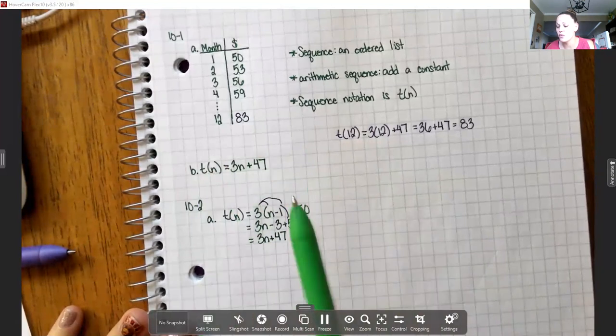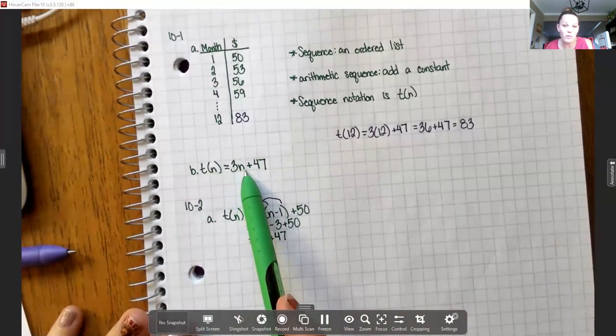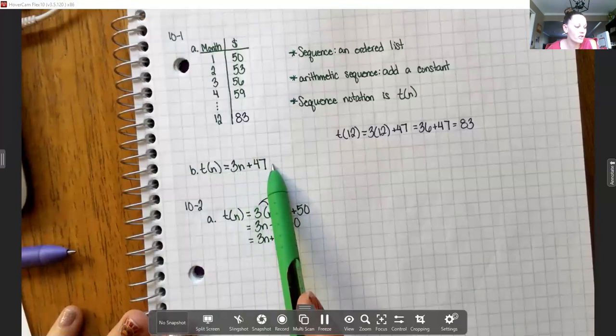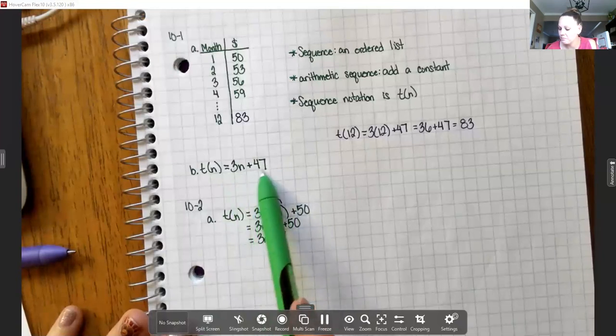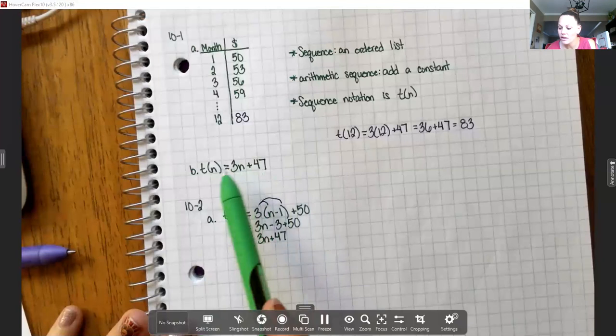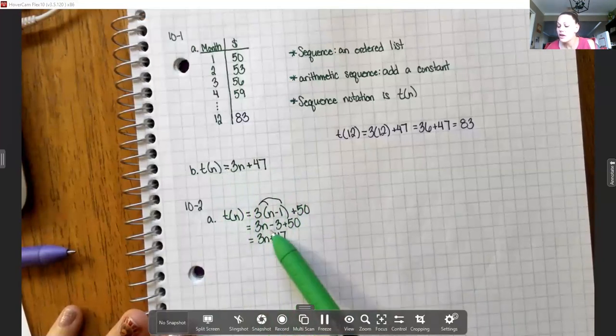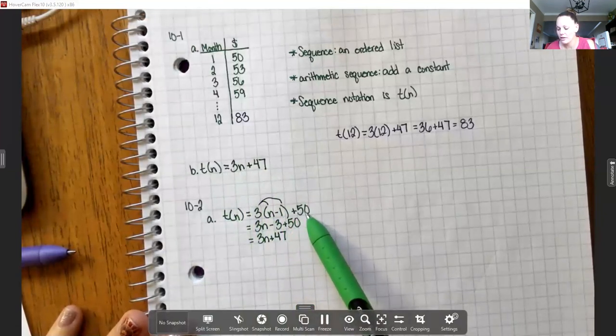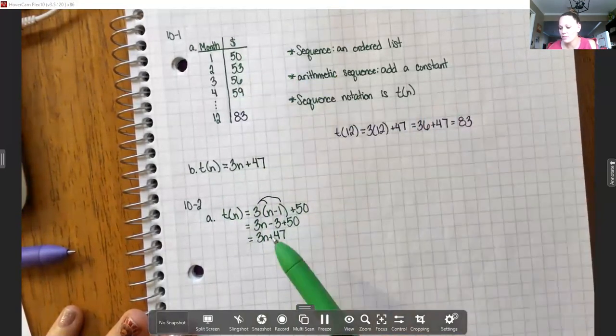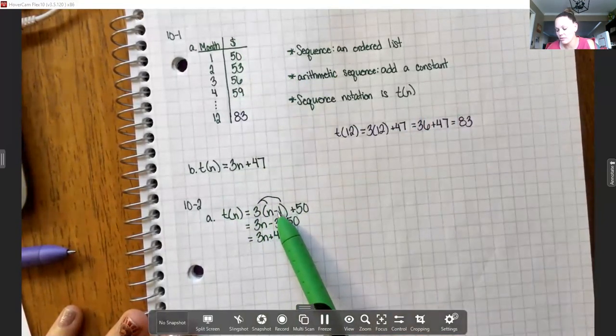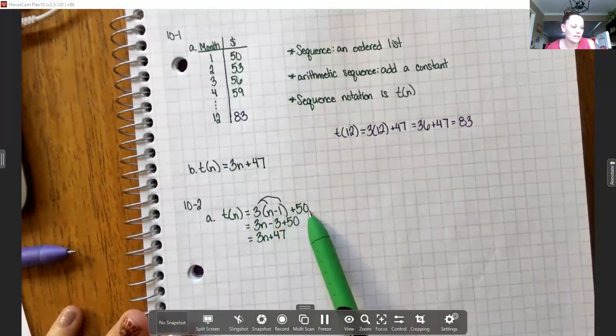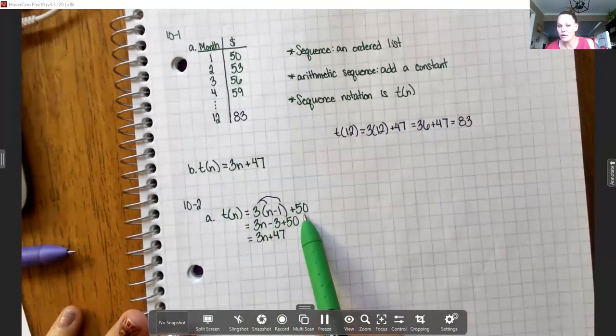The advantage of writing it the way we wrote it is you don't have to do any distributing. It's just straightforward. This is like y equals mx plus b, which we're familiar with. The advantage of writing it this way is you don't have to work backwards at all to find the 47. The 50 is what we had on the first month. That's why it was n minus 1 the first month. We get rid of it. And that's where we can just leave the 50. So we're using the first term and not the 0th term. That's the difference.